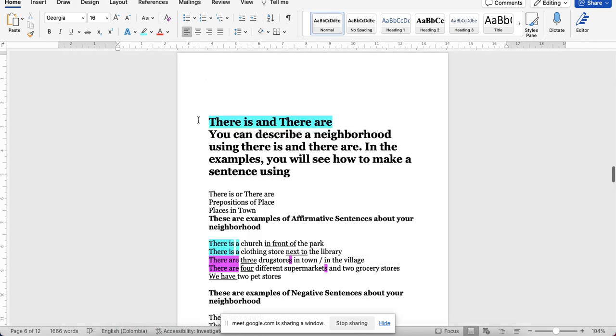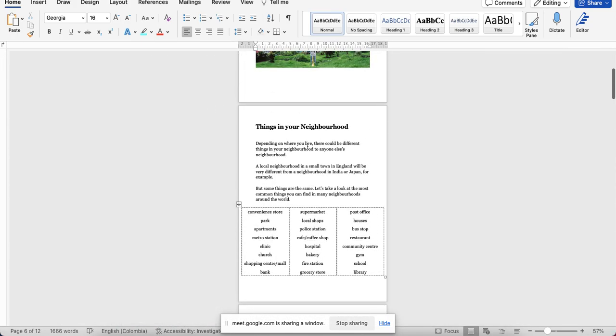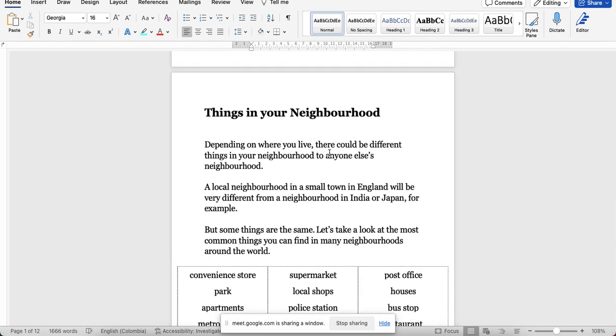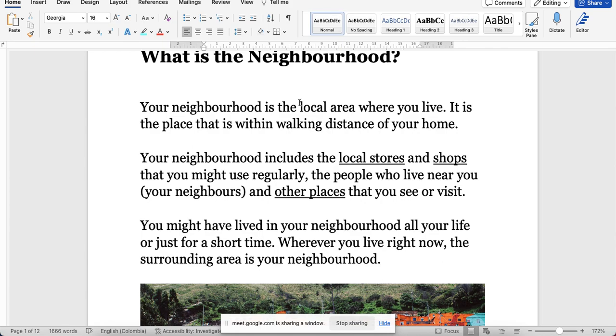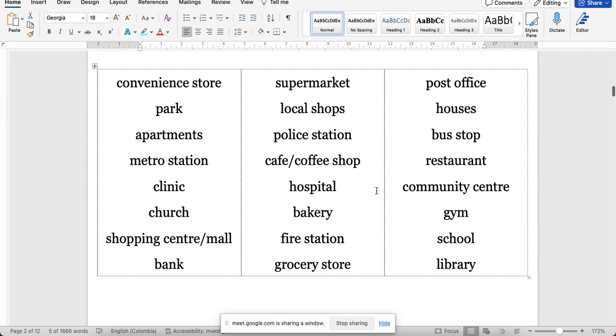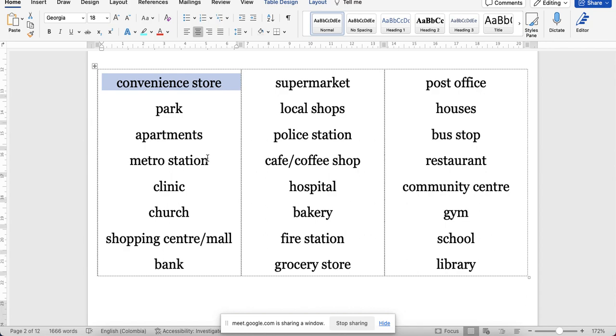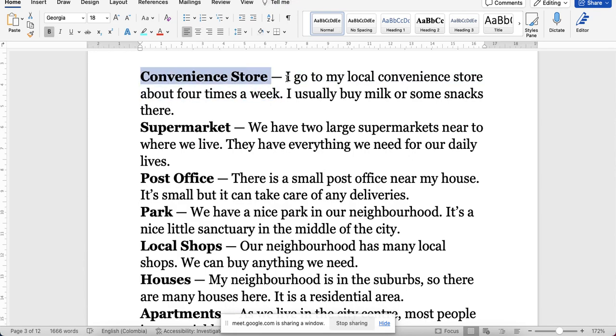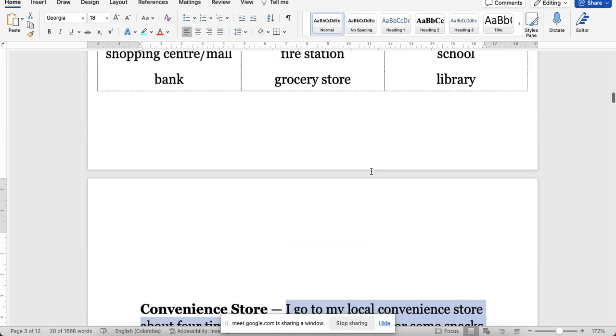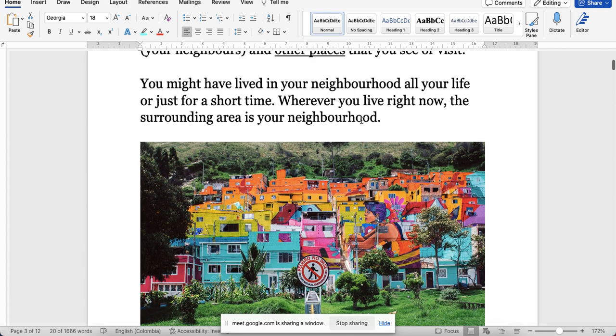¿Okay? Aquí hay muchos más ejemplos, y al inicio hay una lista de cosas o lugares que se pueden encontrar en el barrio. So, what is a neighborhood? Es un barrio. Local area where you live. Es el área local donde usted vive. Convenience store, park, apartments, metro station, clinic, church, shopping center, bank, supermarket, local shops. Aquí abajito está la descripción de cada uno. I go to my local convenience store about 4 times a week. I usually buy milk or some snacks there. En la próxima clase podemos revisar esto más a fondo, pero yo les comparto ahorita esto en el WhatsApp.